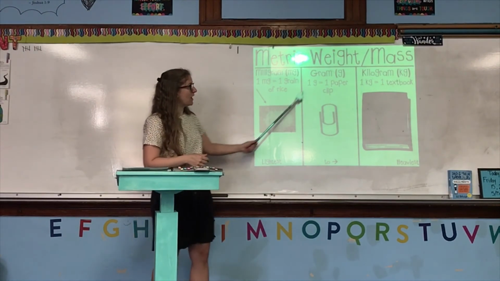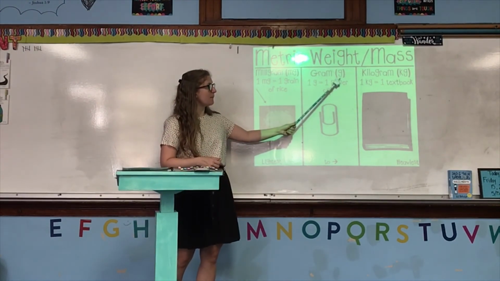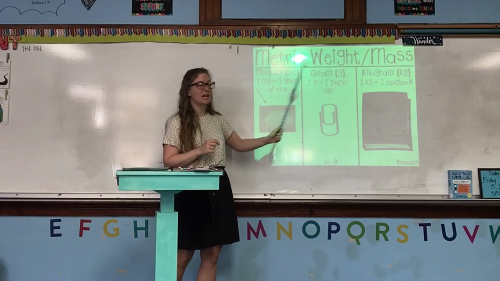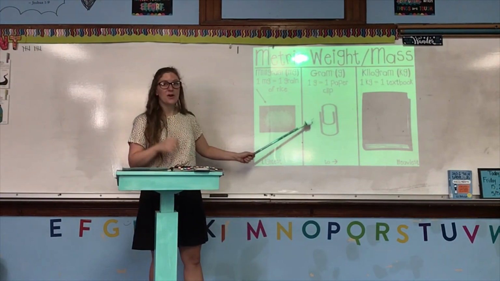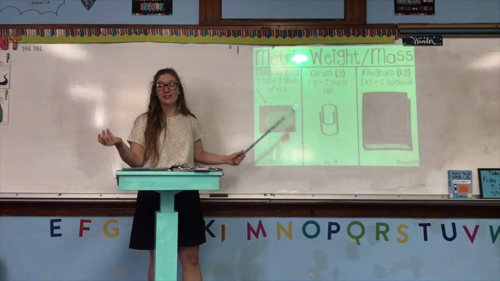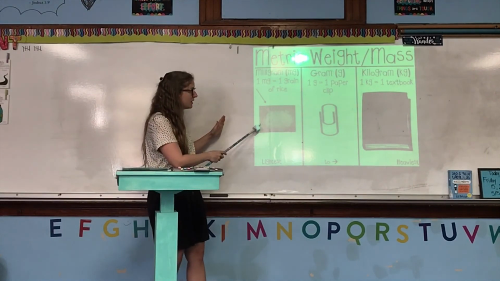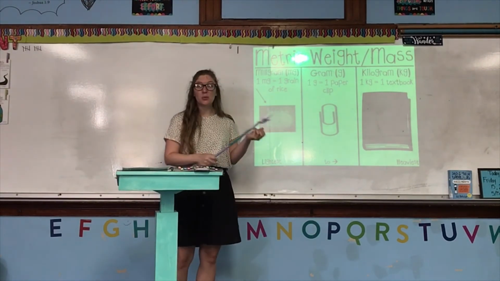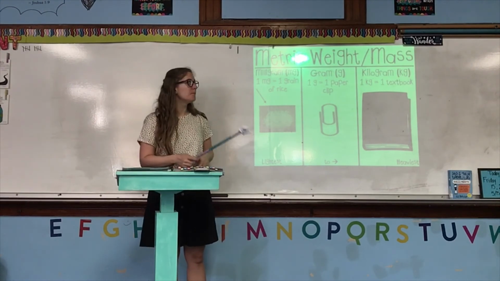Then next we have grams, which are abbreviated with just a lowercase g, and it is about the weight of 1 paperclip. So it's not very heavy either. It's a little heavier than a milligram, but it's still pretty light. So think of a paperclip.